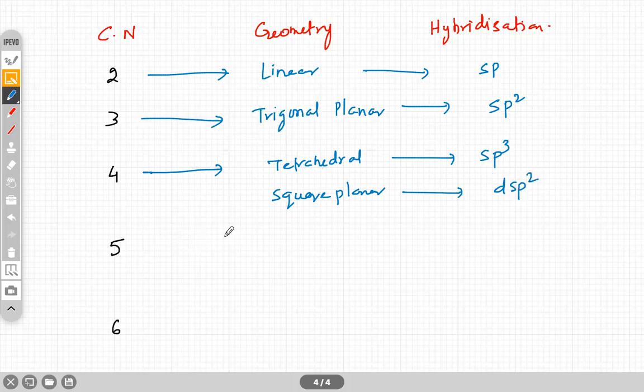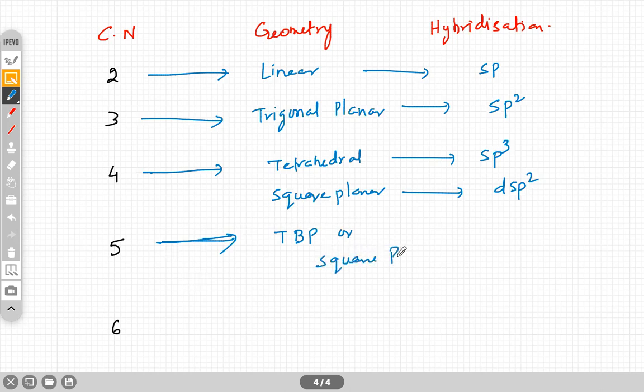For coordination number 5, two different geometries are possible, trigonal bipyramidal or square pyramidal. And the hybridization is, we can have either dsp3 or sp3d. Keep this in mind. It is not like trigonal bipyramidal is dsp3 and square pyramidal is sp3d. It could be anything. Okay. Here we have this thing: tetrahedral sp3, square planar is dsp2.